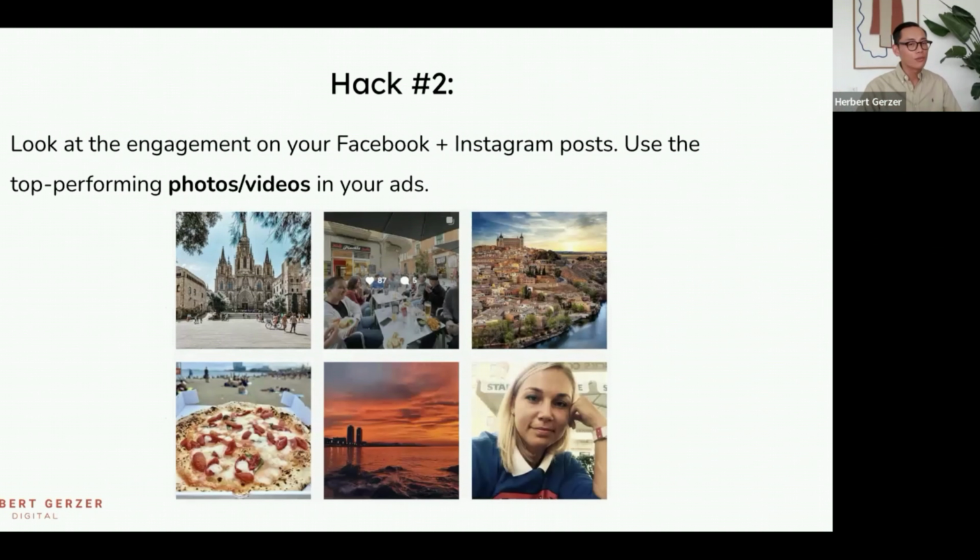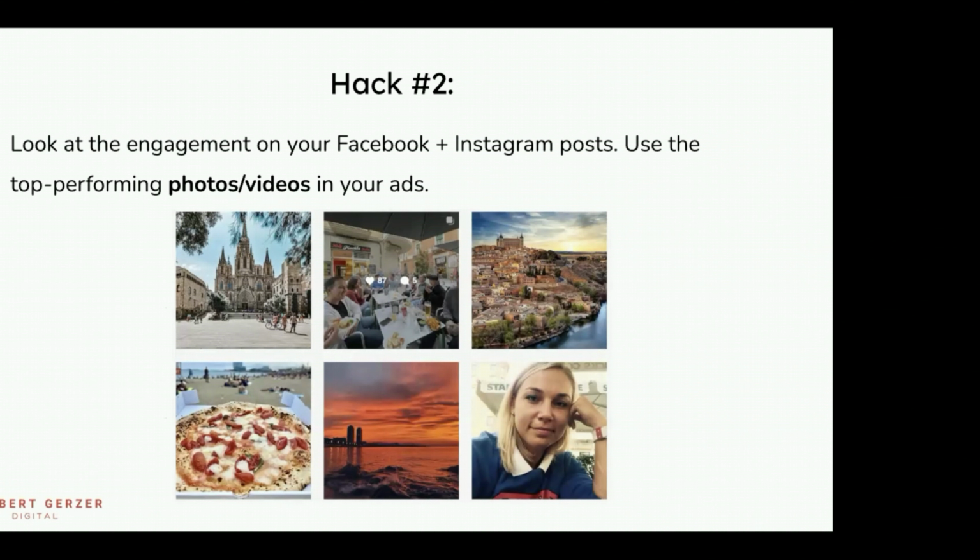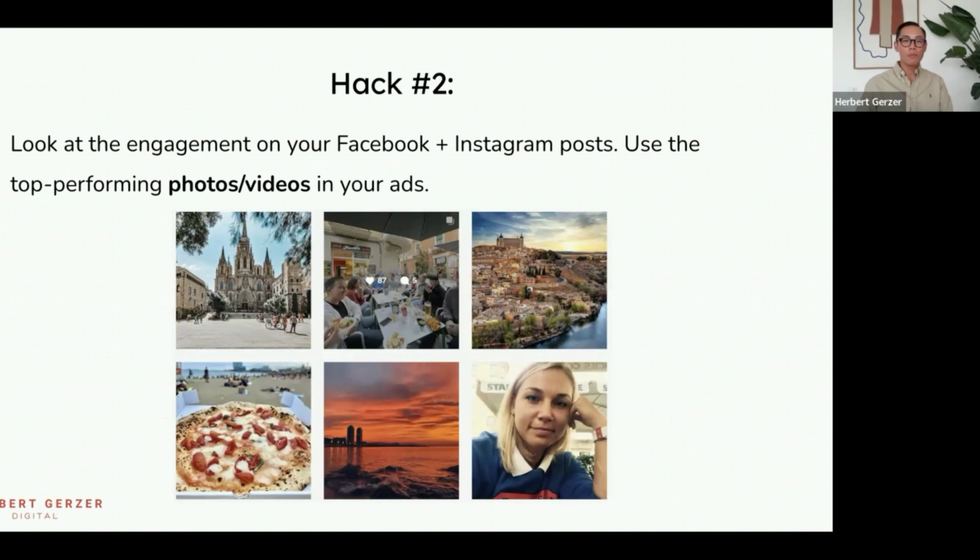Hack number 2 is to look at your social media profiles on Facebook and Instagram. What are your top performing posts? Which photos, videos are getting the most engagement, the most likes, the most comments? Usually, 99% of the time, it will be of people, real people like here, or this one here at the bottom. And again, that will give you an indication of what type of content you should use in your ads as well. And really, you can take exactly the same photo or the same video and use it in an ad. So that's a really, really good way of not doing any extra work and using what you already have.